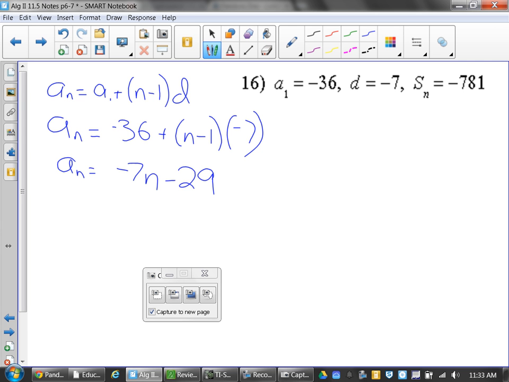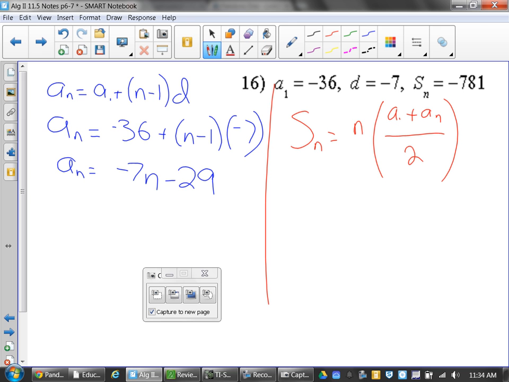You okay with that? Now, the only reason that I needed to write that out is because when I do the series of the arithmetic, we need to have that value here. So now I go to my series notation. When I switch to the series notation, S sub n is number of terms times first term plus nth term over 2. So we have -781. N, first term was given at -36, plus our nth rule when we fill in the blanks: -7n minus 29, all over 2.